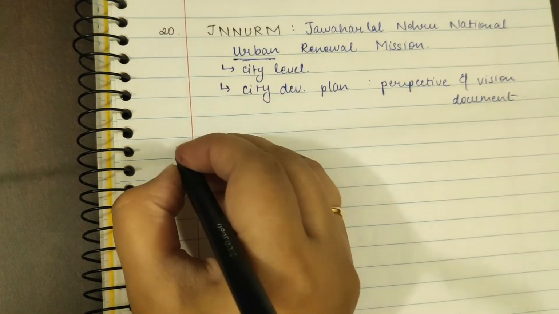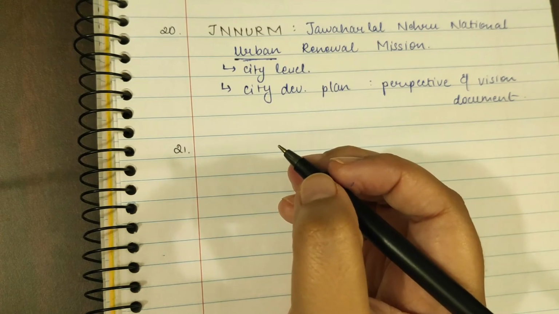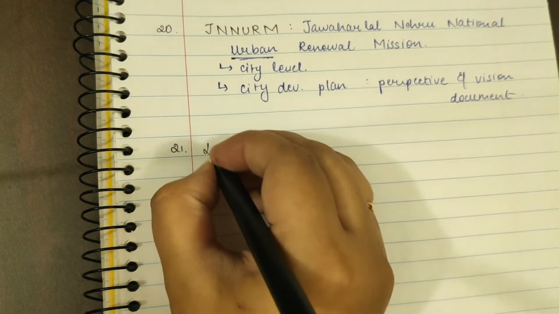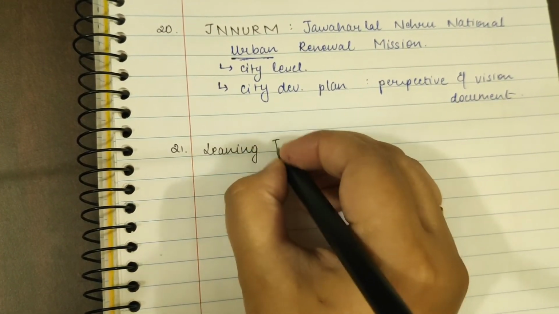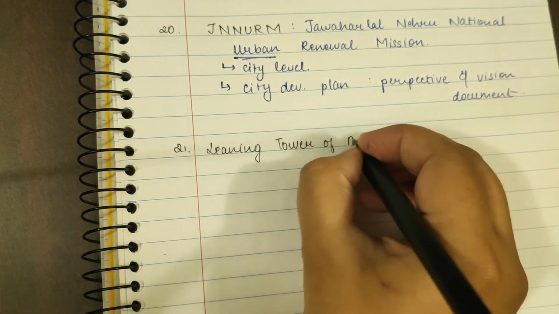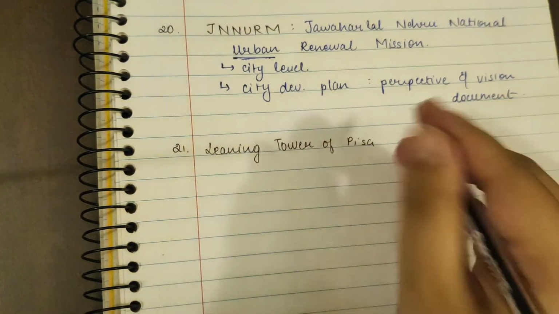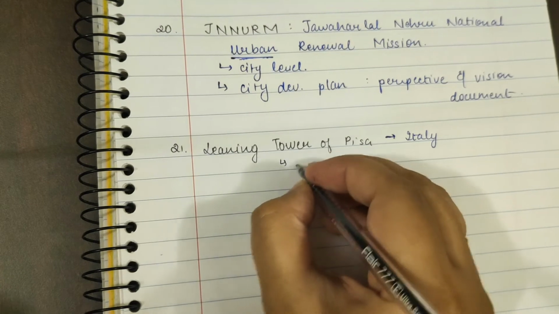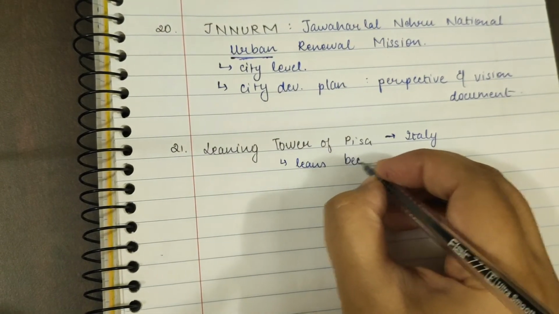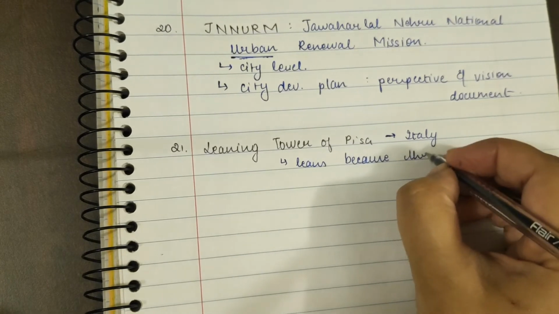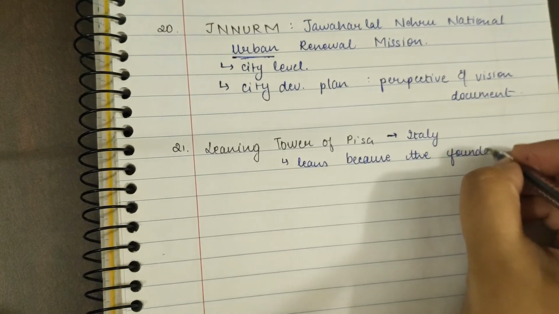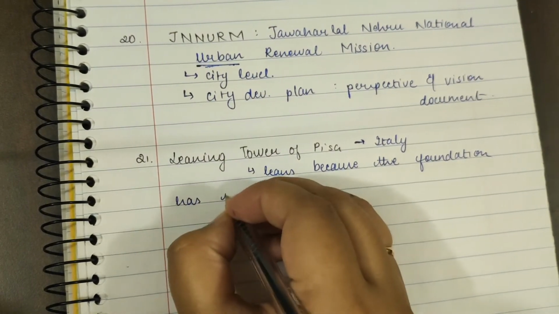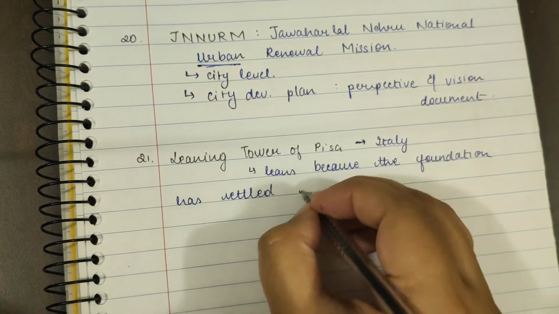Okay, question number 21 asks, excessive tilt of the Leaning Tower of Pisa has been checked by what? So we know about the Leaning Tower of Pisa. Basically, this is in Italy, and what has happened is that it leans because the foundation has settled unevenly.